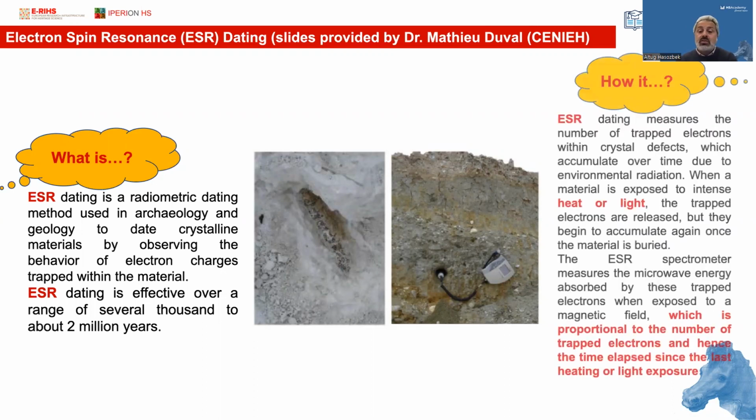The number of trapped electrons divided by their annual accumulation rate then provides the time since the crystalline traps were empty. ESR is applied mainly to dental enamel, or to materials where formation produced initially empty traps.